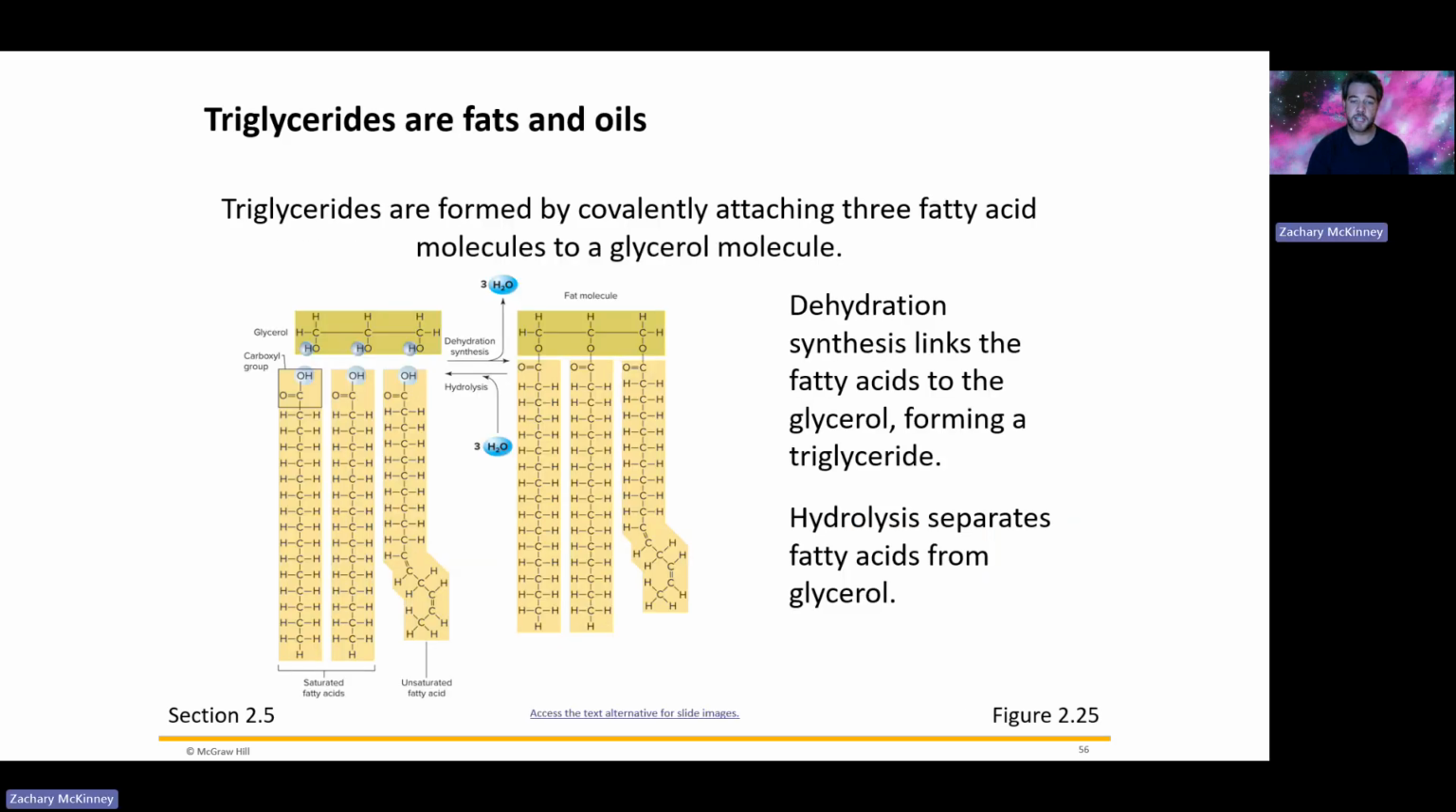So again, triglycerides are fats and oils. I'm not going to be specific for any quizzes or tests necessarily. Well, don't hold me to that. You should still be familiar that in dehydration synthesis, you are adding this glycerol backbone to these fatty acid tails to form a triglyceride. And then hydrolysis separates the fatty acids and the glycerol. So you should be familiar with where that separation is happening.